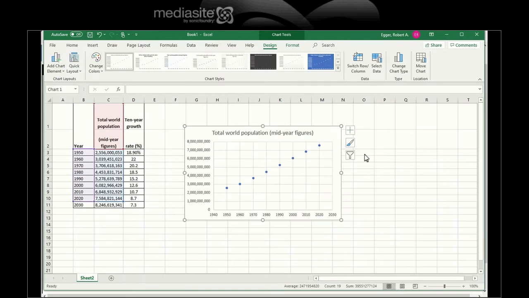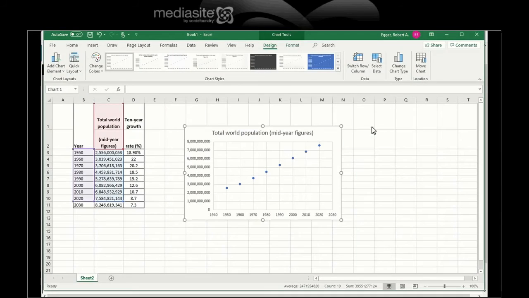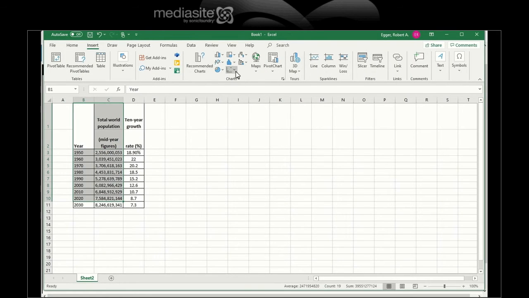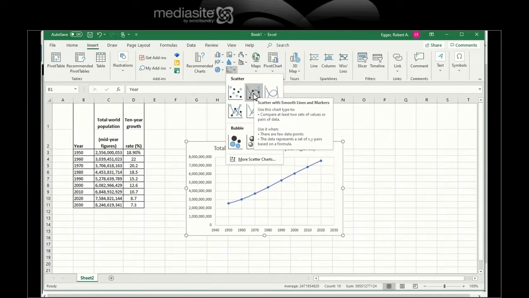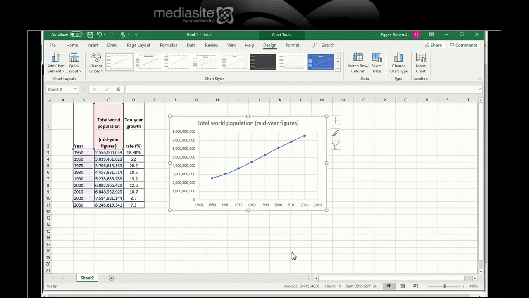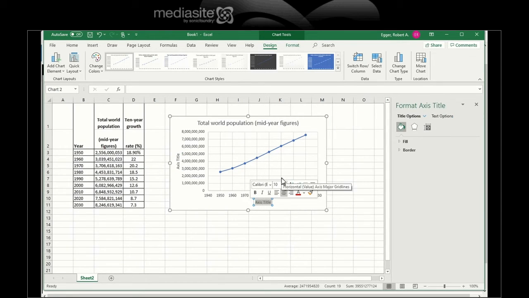All right. So I got to go back and let's do this over again. Same data. Insert, chart, and a line graph. Here we go. And there is our graph. Should always have some years. World population.